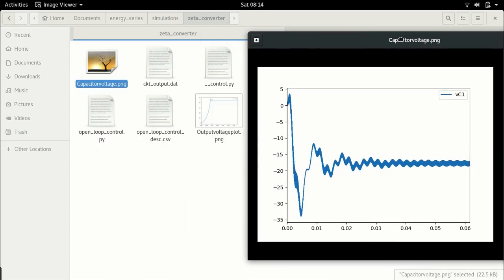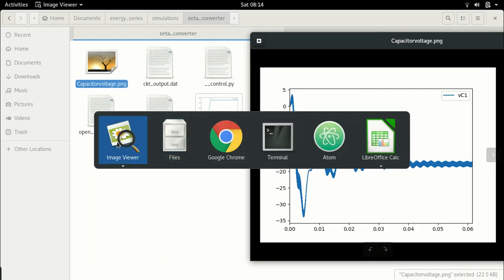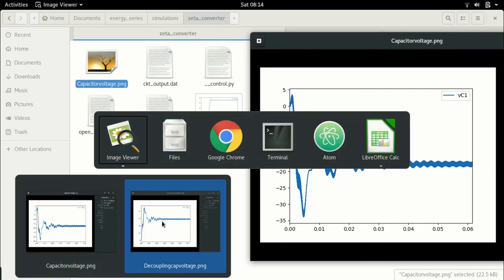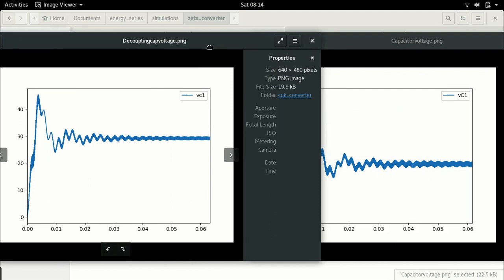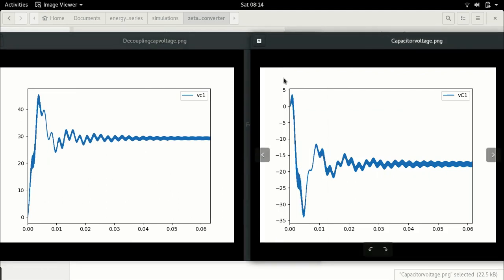And let me open the other one as well. Alright, so let's place these two together and compare them.